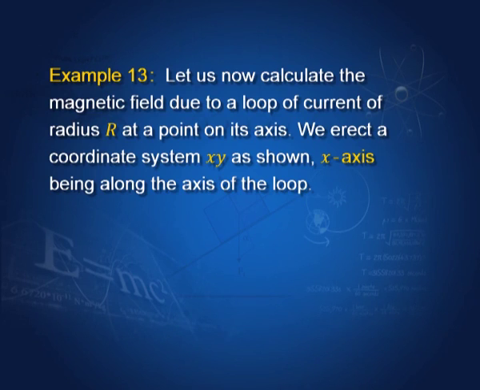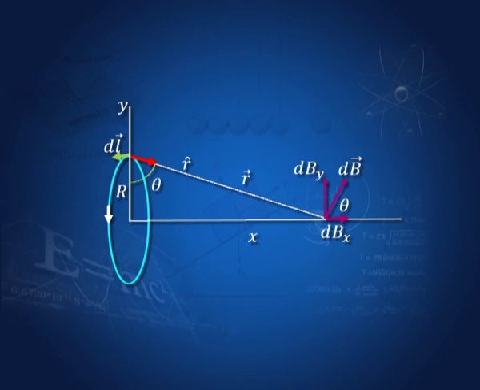Let us now calculate the magnetic field. This is very important. Magnetic field due to a loop of current of radius r at a point on its axis. We have found it at the center of the loop, but now on the axis. So, the geometry is clear. We have a loop, we have a point at a distance x, and this distance is r. R cap is a unit vector shown in red, d l is the current element shown in green, and the current is going in the anticlockwise direction.